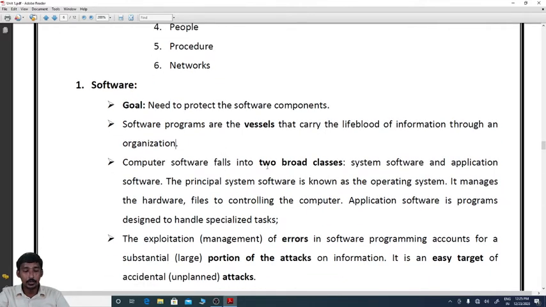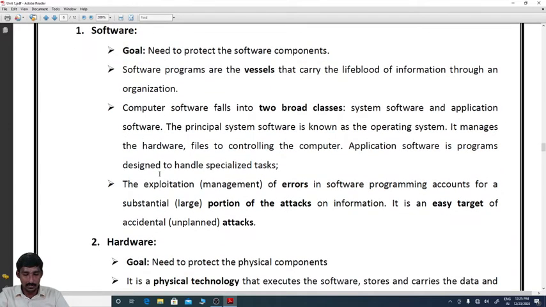There are 2 classes of computer software: system software and application software. System software, like operating systems, controls your entire hardware and contains all the information storage. Application software contains the user information. So compared to the OS, we provide a major security focus on these application programs.